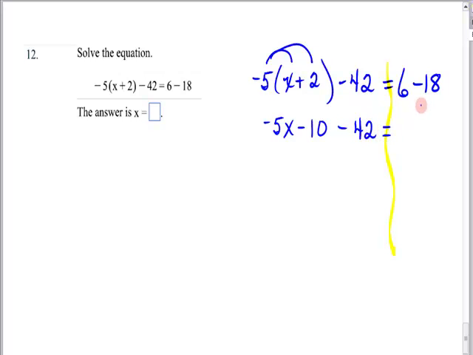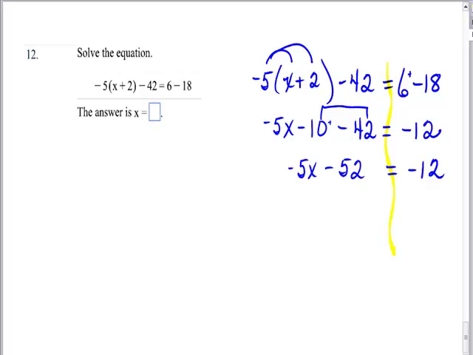Before I move to the right-hand side, is there more I can do to simplify? Yes. These are like terms. They're both negatives. I have negative 5x, negative 10, negative 42. I'm going to add them for negative 52. So it took me 2 steps to simplify the expression on the left-hand side. On the right-hand side, I have a positive 6 and a negative 18. Subtract, keep the sign of the big one, negative 12.